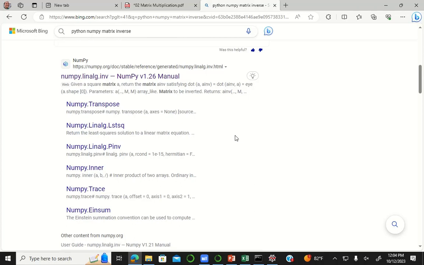And it will also suggest a bunch of related commands that you might want to use if you're working in NumPy. But NumPy is a huge library. It's got hundreds of commands. And so anything you want to do, just Google search it, Python NumPy, and then the thing that you're trying to do. You can find the command.